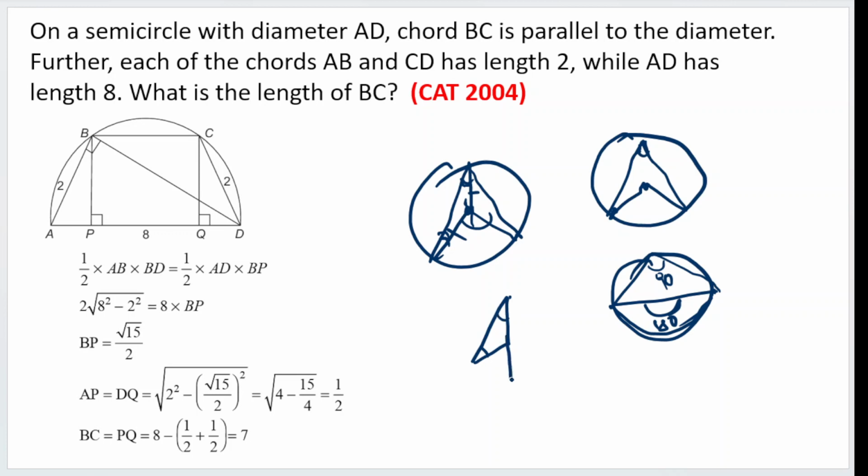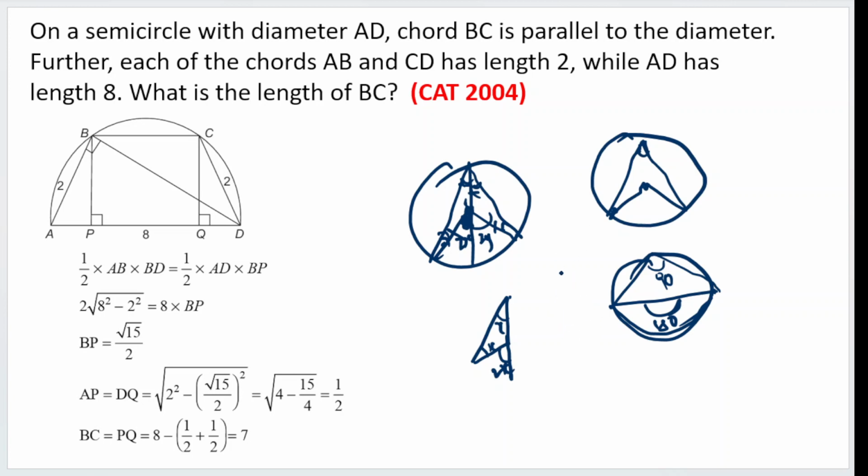Now if we extend like this, this is an exterior opposite angle. If this is x and this is x, this should be 2x. The exterior angle is equal to the sum of the two interior opposite angles. So if this is x and this is x, this is 2x. Now similarly, this angle and this angle are the same because these two are radii. So if this is y, this is y, and this is 2y.